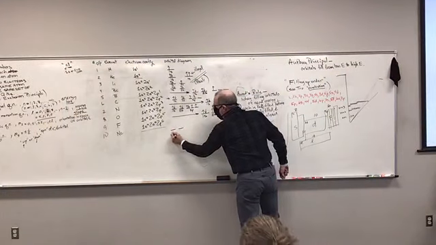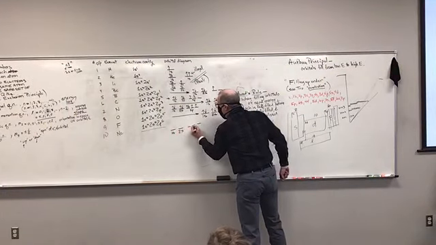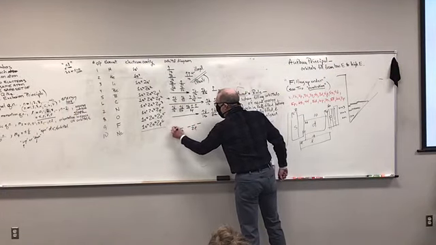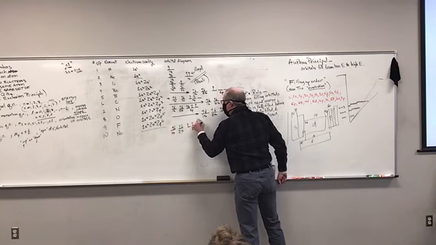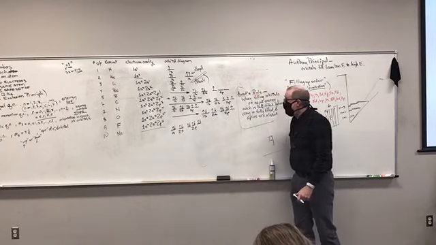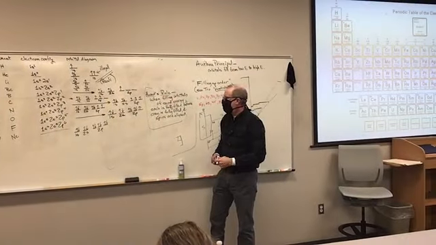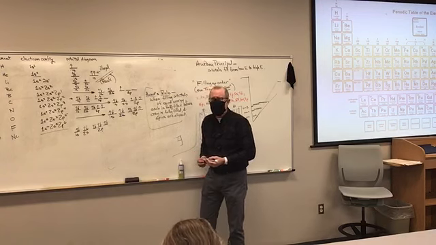Hey, hang on, here we go. Neon: 1s, 2s, 2p, up, down, 1, 2, 3, 4, 5, 6, up, down, down, down. There's neon, 1s2, 2s2, 2p6.